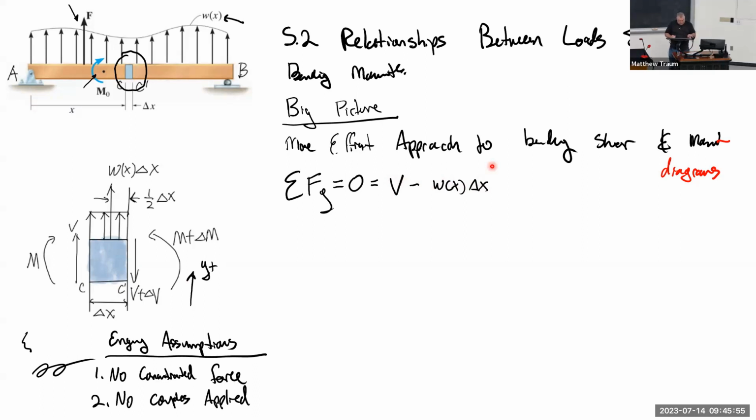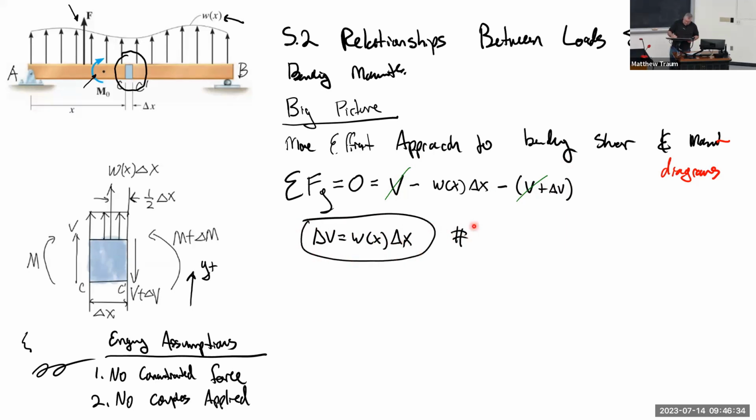And where does that come from? Well, there's W, and then it's over a distance delta X. So that's the load associated with that unknown function W. And then we're going to have minus V plus delta V. And my favorite thing to do in engineering is to cross out all the stuff I don't need. So I'm going to notice that those two V's cancel each other. And then I'm going to be left with delta V is equal to W of X delta X. And that's my first equation, so we'll call that number 1.